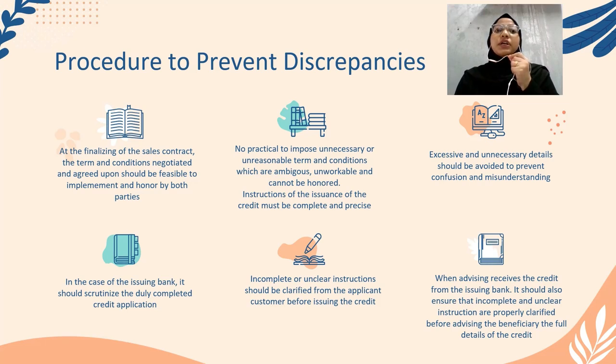In the case of the issuing bank, it should scrutinize the duly completed credit application. The next one is incomplete or unclear instructions should be clarified with the applicant customer before issuing the credit. For the next one, when the advising bank receives the credit from the issuing bank, it should ensure that incomplete or unclear instructions are properly clarified before advising the beneficiary the full details of the credit.